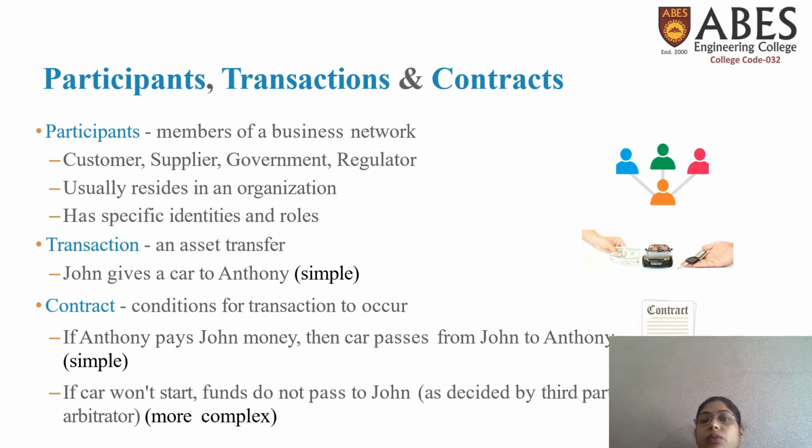Next important thing is who are participants, what are transactions, and what are contracts. So participants are the members of the business network: customers, suppliers, government regulators, which usually reside in an organization and have a specific identity and a role.